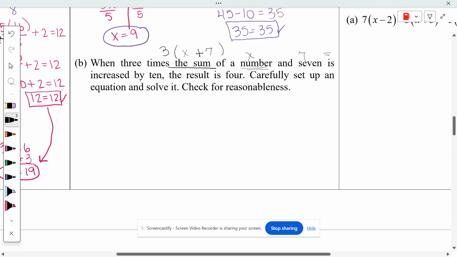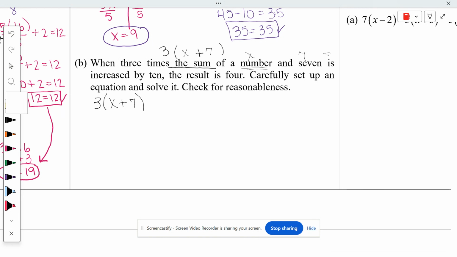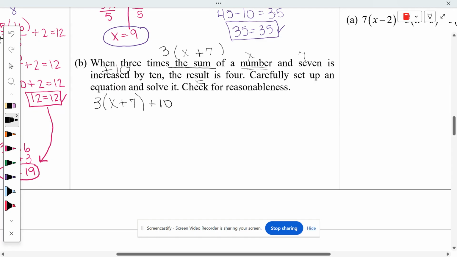Is, that means equals. So I have 3 times a number plus 7 is increased by 10. Is increased by, that means I add 10. Is increased by 10. And the result is 4. Okay, so there is our equation. Let's see if we can solve it.